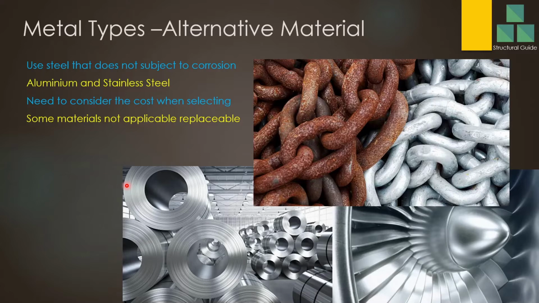So structural steel, sometimes we can replace with stainless steel, but aluminium we might not be able to use always because it's not always structurally sound. There are aluminium sections that have good strength, but we won't always be able to replace the steel with aluminium. So whenever possible, we may use the alternative materials.